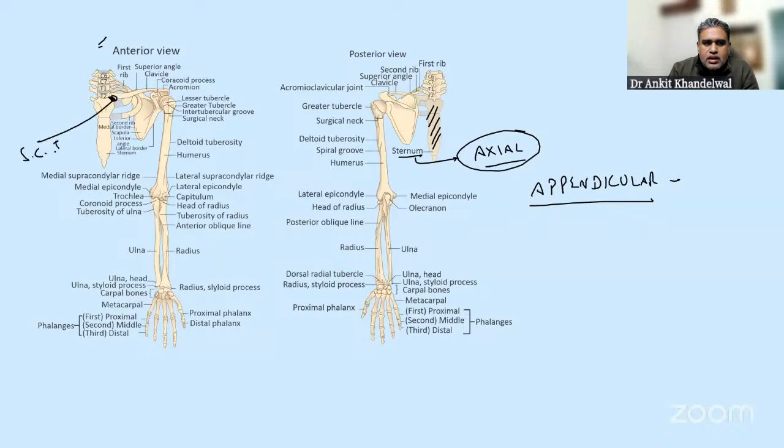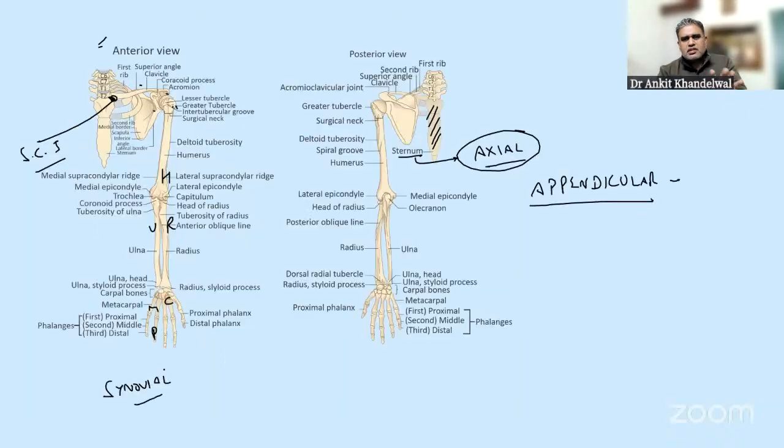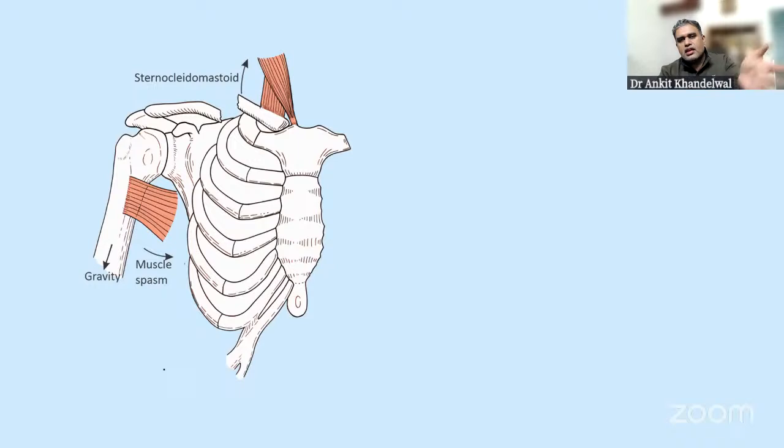Which joint is that? That we have already seen. This is the sternoclavicular joint. The rest of all the joints over here, between the scapula and the humerus, between the clavicle and the scapula, between the humerus and the radius, ulna, carpals, metacarpals, and phalanges, are all synovial joints. Point clear? Let us move ahead. This was a basic arrangement. We have seen how many bones are there.